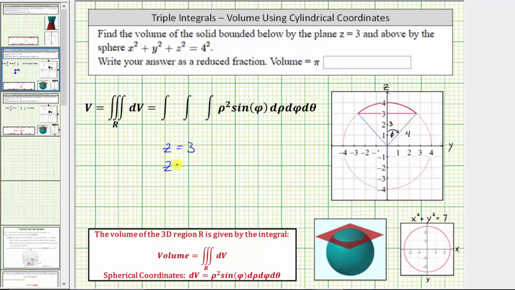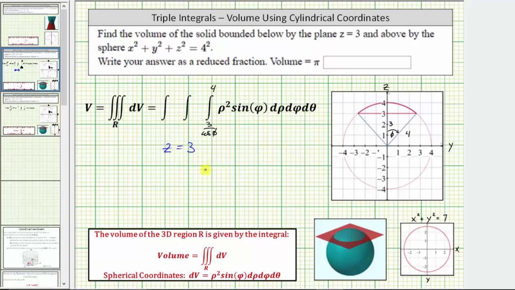We also know z is equal to rho cosine phi. So if we substitute 3 for z, we have 3 equals rho cosine phi. Dividing both sides by cosine phi, we know rho is equal to 3 divided by cosine phi along this horizontal line where z equals 3, which gives us the lower limit of integration for rho. So here we have 3 divided by cosine phi. The upper limit of integration for rho would be the distance from the origin to this piece of the sphere, and because the sphere has radius 4, the upper limit of integration for rho is 4.